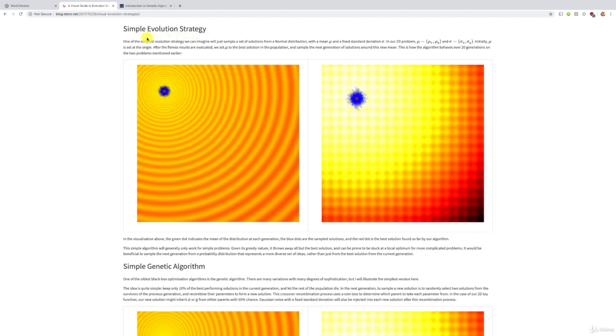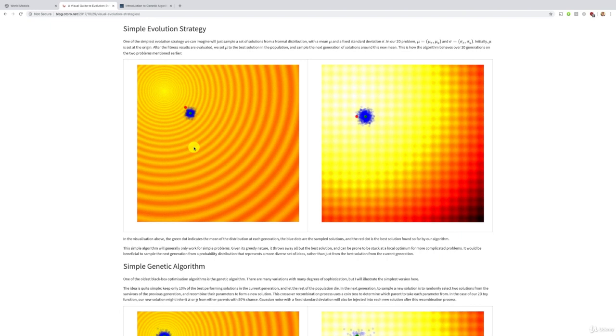The simplest evolution strategy is to sample a set of solutions from a normal distribution. The set of solutions is a set of the parameters x and y, which are the two axes in this simulation. And so a set of solutions x and y are sampled from a normal distribution. And you get, for example, 100 samples, so you will get 100 pairs of x and y here.